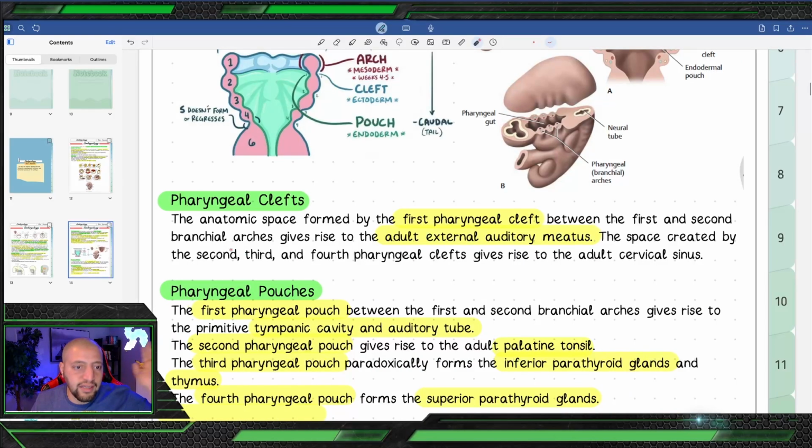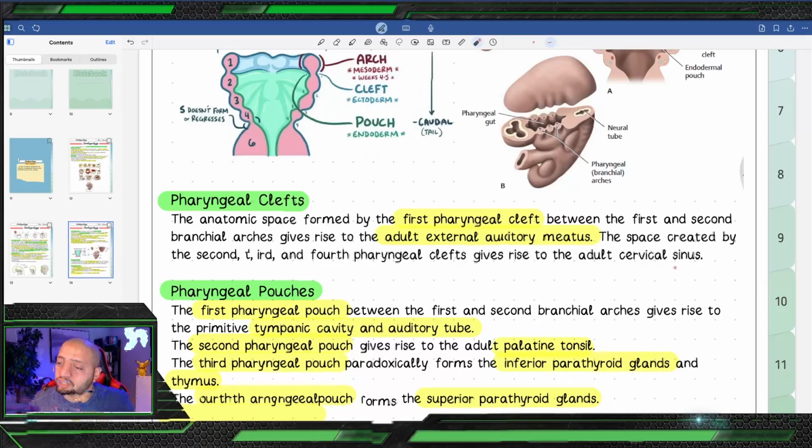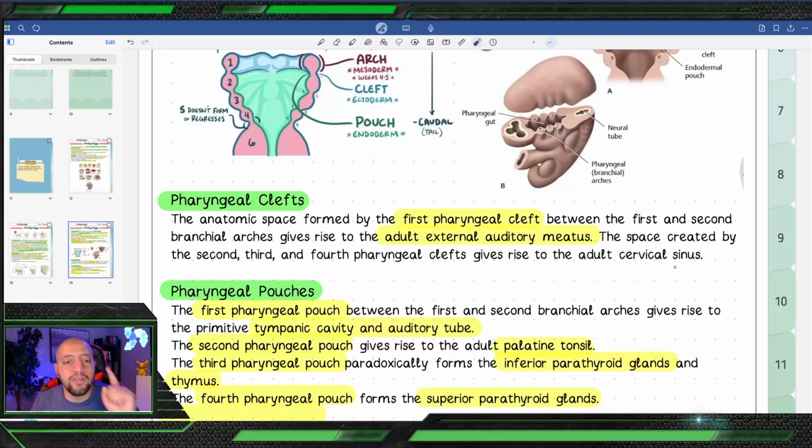And here, the summary. Pharyngeal cleft: the anatomical space formed by the first pharyngeal cleft between the first and second branchial arch gives rise to the adult external auditory meatus. For our good luck, the space created by the second, third, and fourth pharyngeal clefts gives rise to the adult cervical sinus, which, as a dentist, you don't care about. So the first cleft, which is between the first and second pharyngeal arch, gives the adult external auditory meatus.